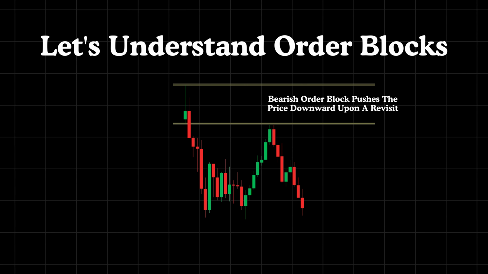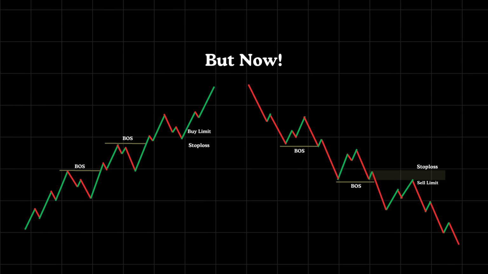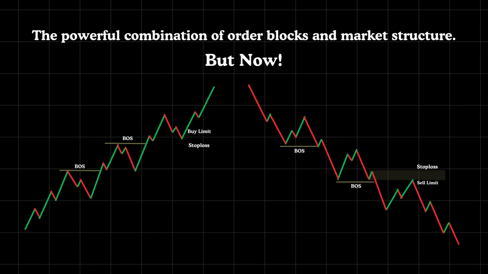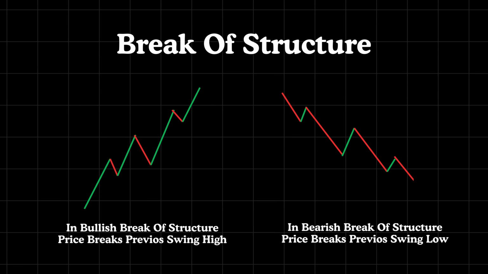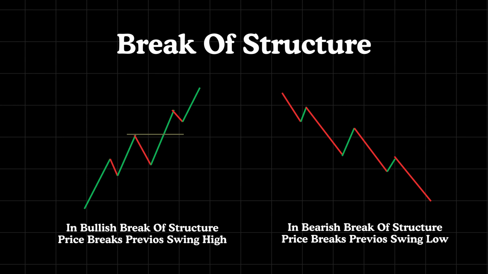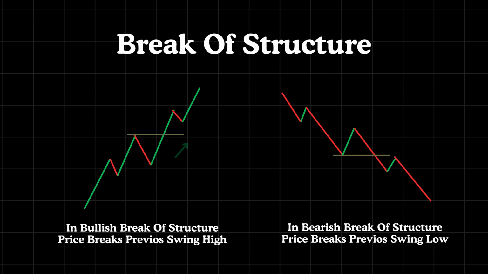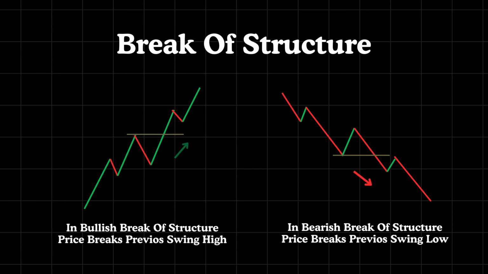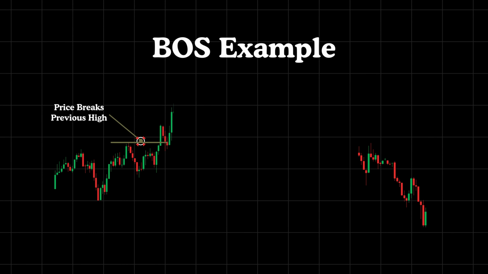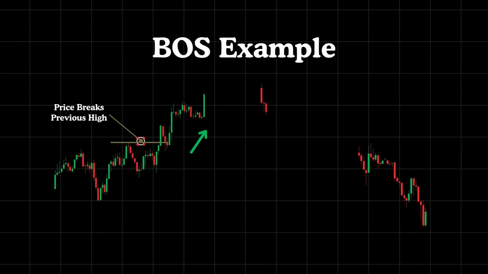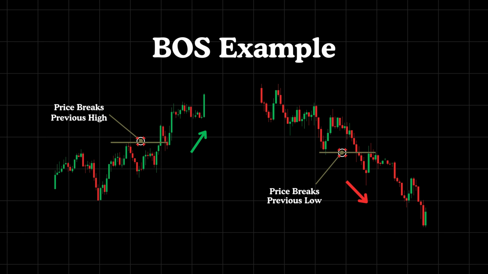What we've explained so far is probably something you already know. But now, let's get into what you're actually here for: the powerful combination of order blocks and market structure. A break of structure takes place when price moves beyond an important prior level, either a swing high in an uptrend or a swing low in a downtrend. This reflects a change in market direction and signals the potential continuation of the current trend. For example, if price breaks above a previous high in an uptrend, it reflects bullish momentum. In the same way, if price drops below a prior low in a downtrend, it indicates that bearish control is active.